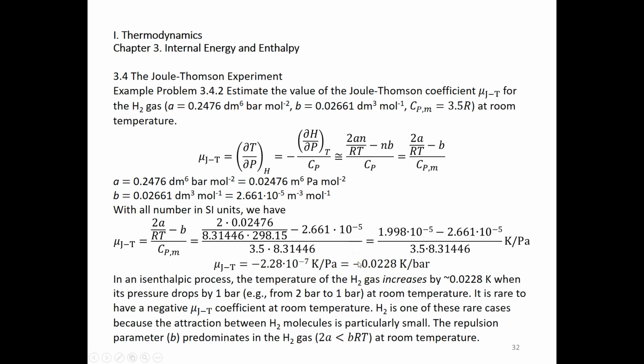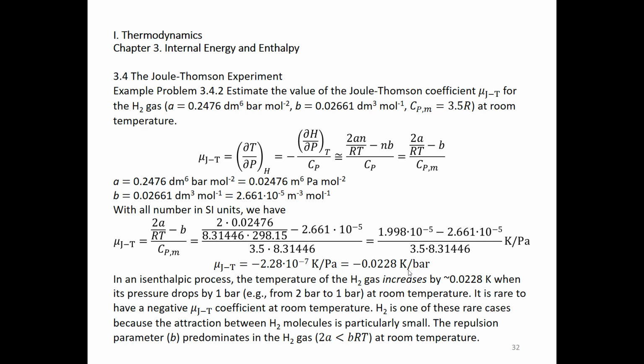I just want to remind you, actually this mu JT coefficient can be negative. Why? Because sometimes the attraction term is smaller than the repulsion term, and then in that case this mu JT can be negative. It's a very small negative number. That means, well, if you drop the pressure of a hydrogen gas from 100 bars to 1 bar, although the pressure decrease is very large, 100 bars, its temperature change is fairly small. It's only 2 Kelvin based on this number.